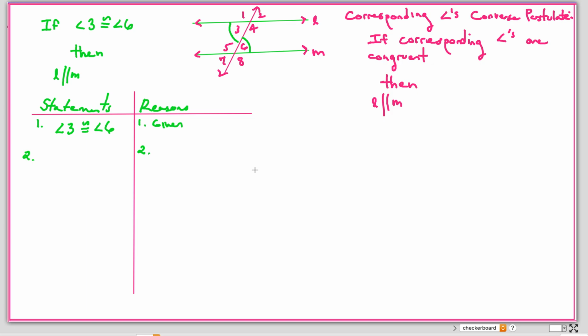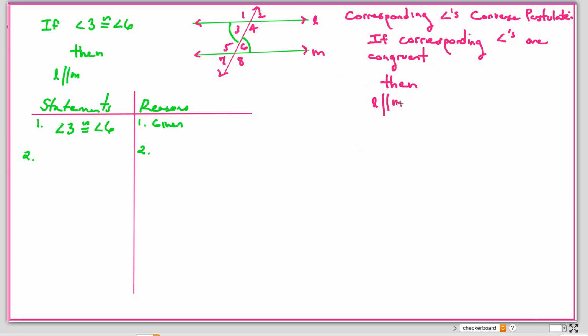Interior angles converse theorem. In order to prove this, we need this postulate that I wrote over here, which is the corresponding angles converse postulate, which basically says that if corresponding angles are congruent, then the lines are parallel. So for example, if I find out that 6 is congruent to 2, then I know L is parallel to M immediately based upon this postulate.